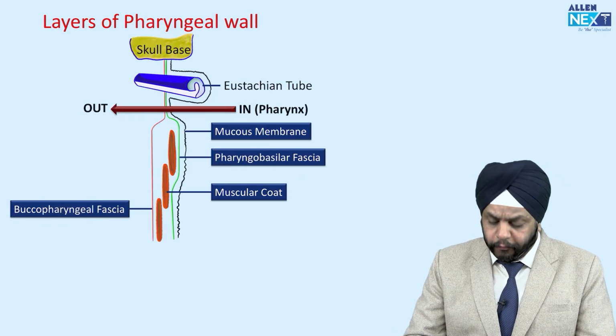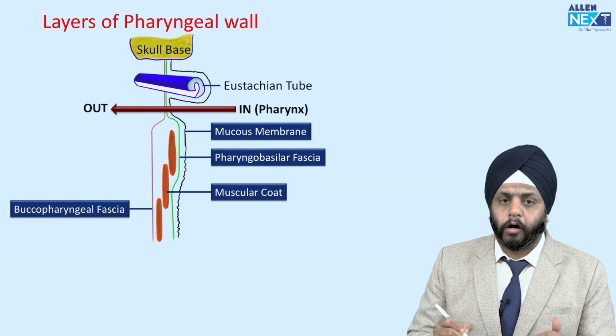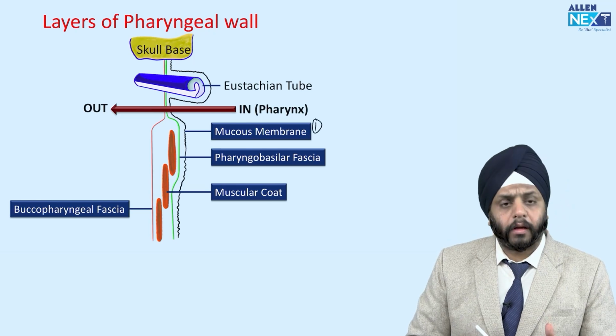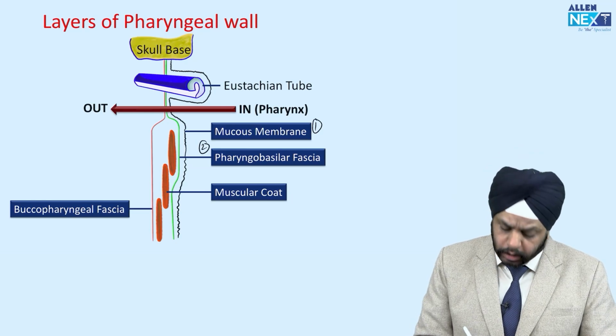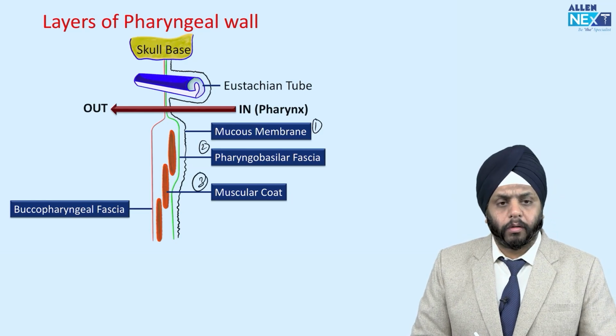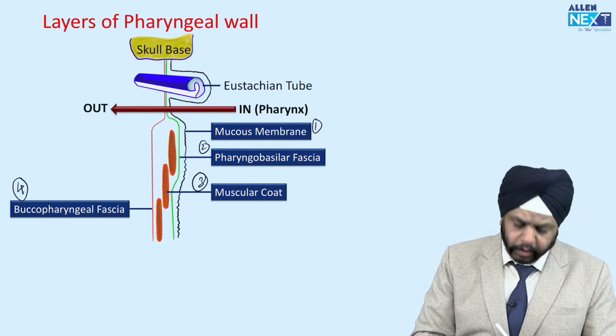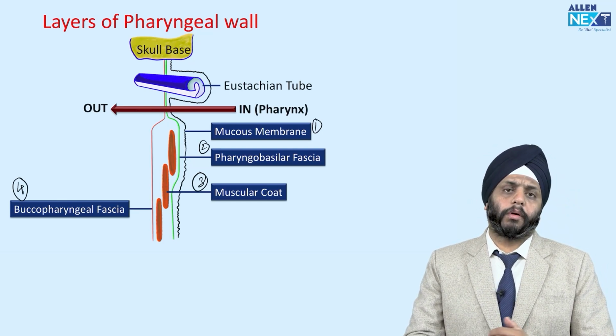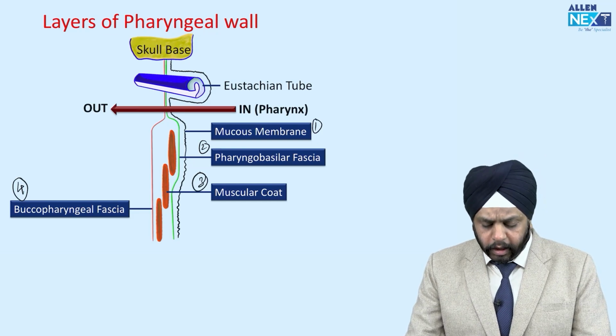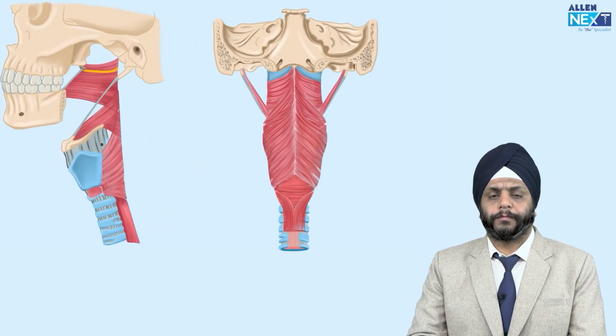So we have seen the 4 layers of the pharyngeal wall: the mucosa or the mucous membrane. Number 2 is the pharyngobasilar fascia. Number 3 is the muscular coat. And number 4 is the buccopharyngeal fascia. Right? So as I told you, the muscular coat I will be discussing in detail. So let's look at this photograph.